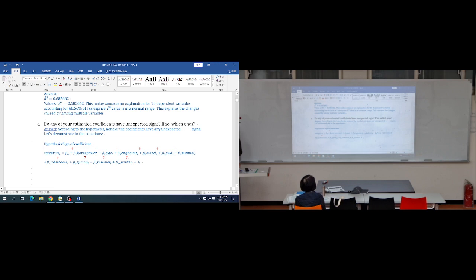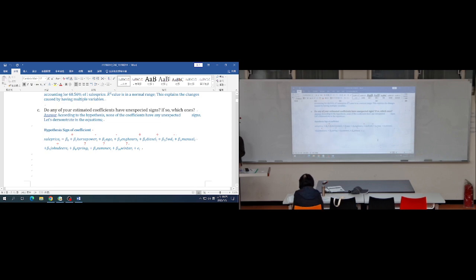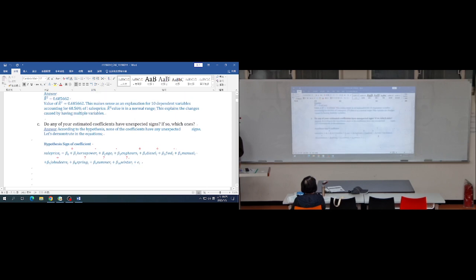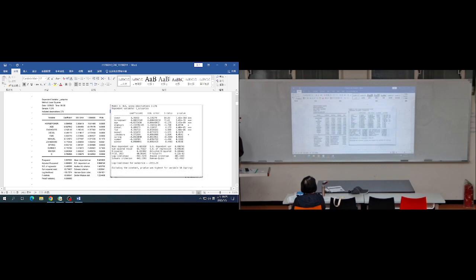And question C. For question C, none of the coefficients have any unexpected sign. Every independent variable meets the expectation. I did this in EViews and in Gretl. In Gretl, you can see the p-value.